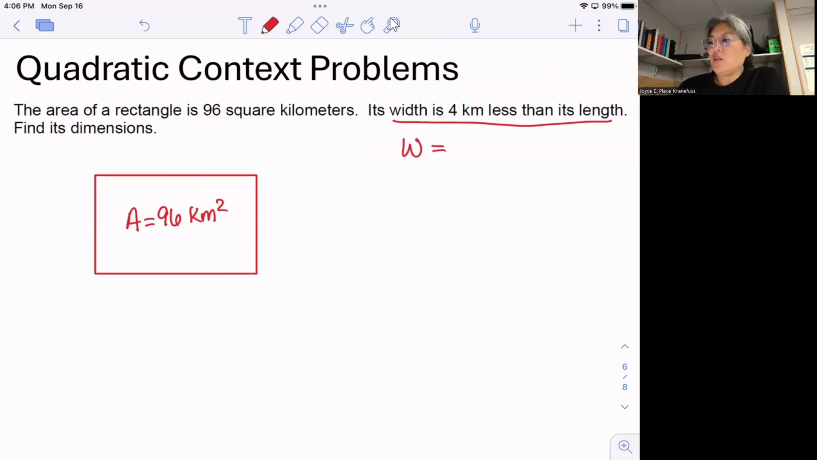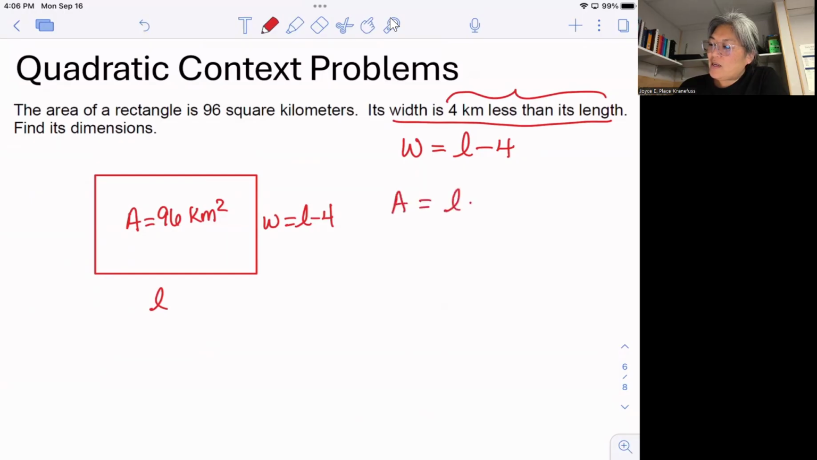How do I do 4 less than? Is it 4 minus the length? Is that 4 less than the length? Nope, that says the length from 4. So we actually need to flip that around and we need to say the length minus 4. That means 4 less than the length. So if we identify our length as L and the width as L minus 4, we can set up our area equation.